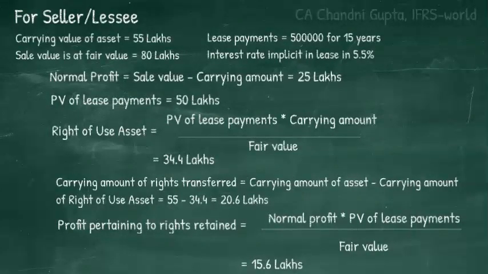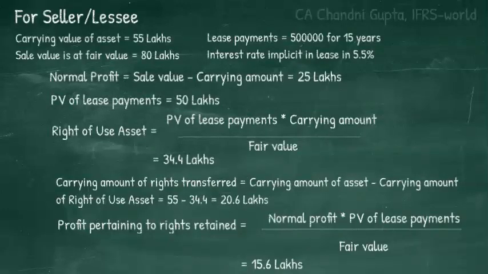The difference between the actual carrying value of 55 lakh rupees minus 34.4 lakh rupees represents the rights that have actually been transferred. Therefore, 20.6 lakh rupees is the carrying amount of the rights that have actually been transferred. Now, since we have the carrying amount of the rights transferred and we know the overall profits, we can also calculate the profits pertaining to the rights transferred, because ultimately we are just going to recognize the profits that pertain to the rights that have been transferred.